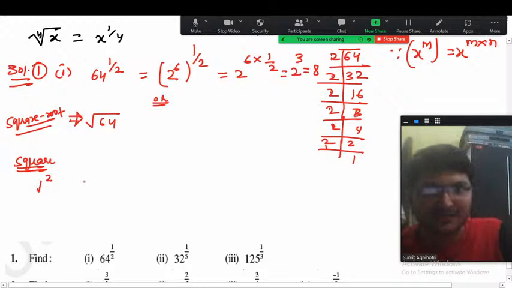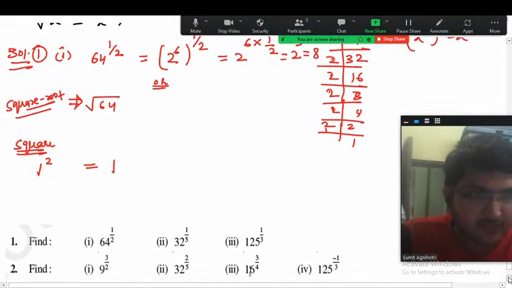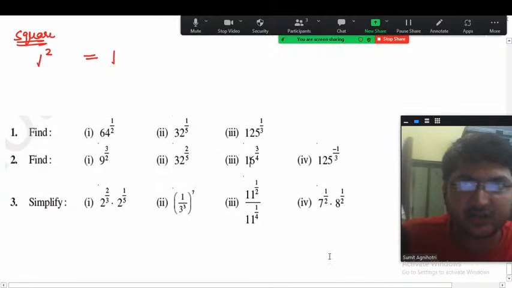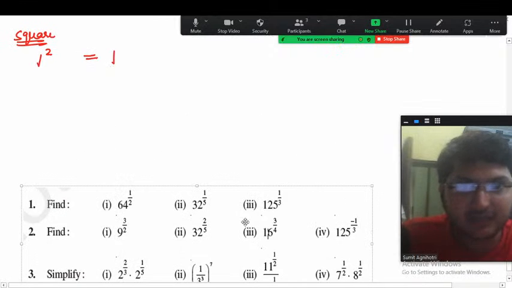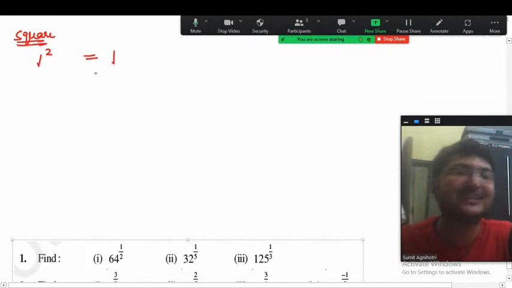I know the square. Square means we always multiply 2 times. Like 4 square is 4 into 4, 6 square is 6 into 6, 8 square is 8 into 8. But do you know the importance of this? If you know the square, you can also get the square root.